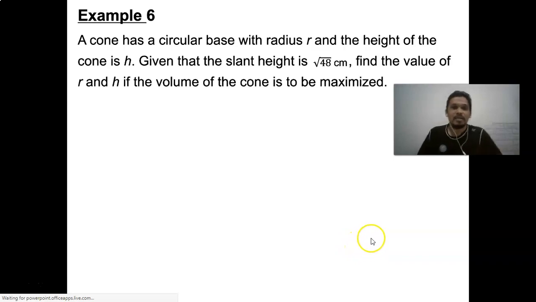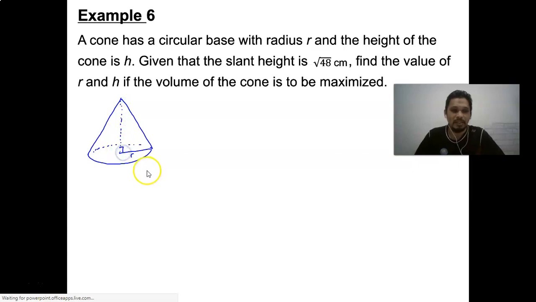Okay, a cone has a circular base with radius of r and the height of the cone is h. Given the slant height is 48, find the value of r and h if the volume of the cone is to be maximized. So let's sketch the picture of the cone here. And we got the center of the cone, and this is the radius, and from the center of the cone to the peak of this one here is a 90 degree.